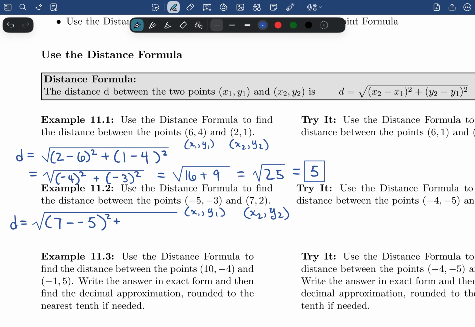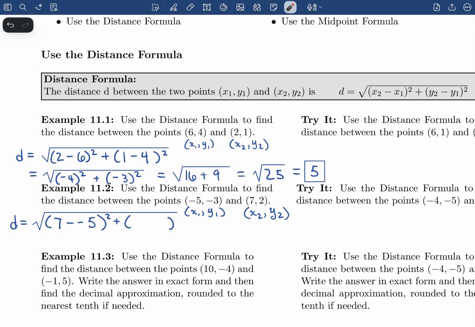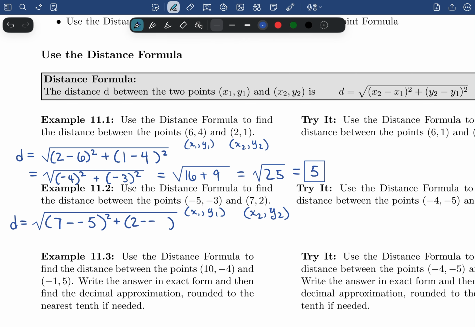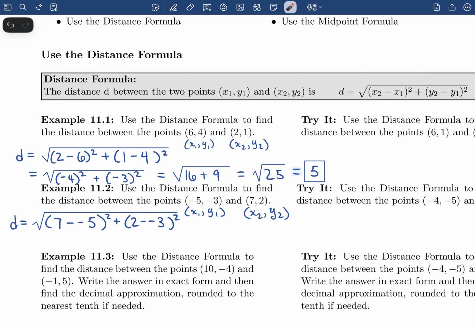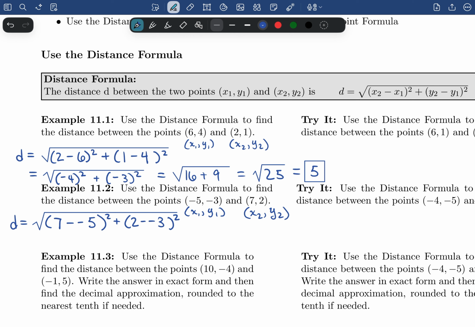And now I take y2 minus y1 in the formula. y2 is 2, y1 is negative 3, so I'm taking 2 and subtracting negative 3 like that. And then I square that difference. Great, so I've just used this formula, plugging things in the same way. I have the square root of x2 minus x1 squared plus y2 minus y1 squared. I see these double negatives, and so I turn them into plus signs. They become addition.